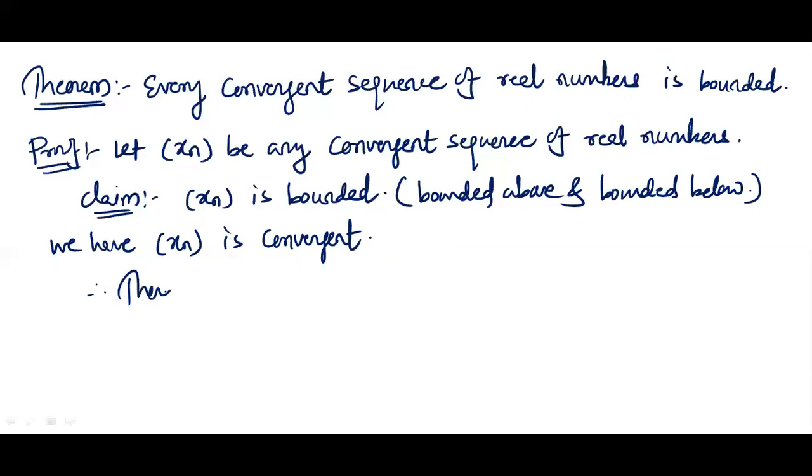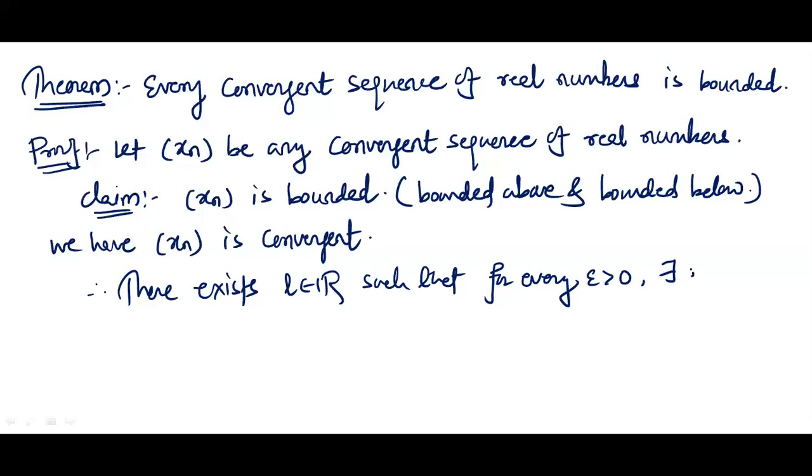Therefore, there exists a real number L such that for every epsilon greater than 0, there exists a natural number, or you can say natural number n naught, with mod of xn minus L is less than epsilon for all n greater equal n naught.